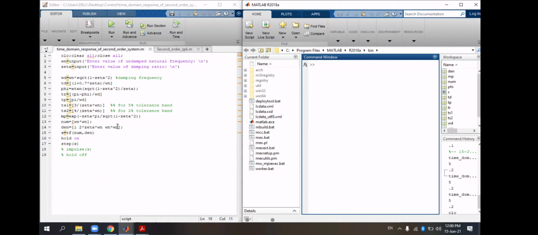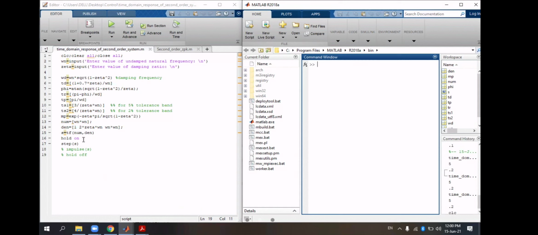Whenever you write the denominator or numerator in the transfer function, always remember that the power of s will increase from right to left. Then you simply type the command tf of numerator comma denominator. tf means transfer function. No capital letters, only small tf. This is the command for creating a transfer function.